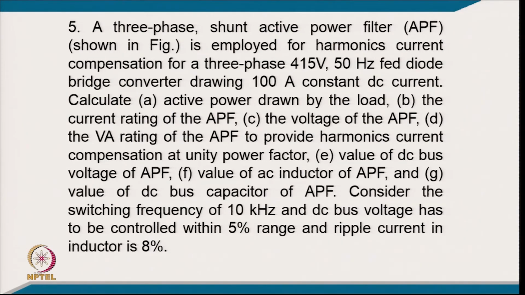So, coming to the fifth numerical problem: a 3-phase shunt active power filter is employed for harmonic current compensation for a 3-phase 415 volt 50 hertz fed diode bridge converter drawing 100 ampere constant DC current. Calculate the active power drawn by the load, the current rating of the active filter, the voltage rating of the active filter, the VA rating of the active filter to provide harmonic current compensation at unity power factor, the value of the DC bus capacitor and the value of the AC inductor of the APF. Consider the switching frequency 10 kHz, the DC bus voltage to be controlled within 5%, and the ripple current 8%.